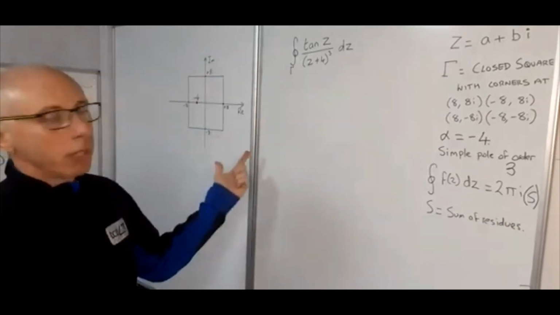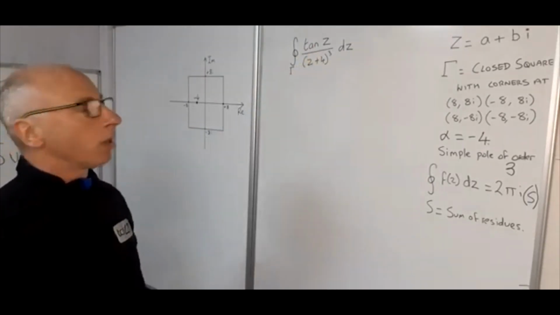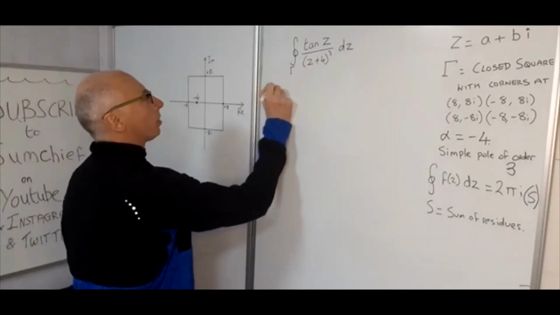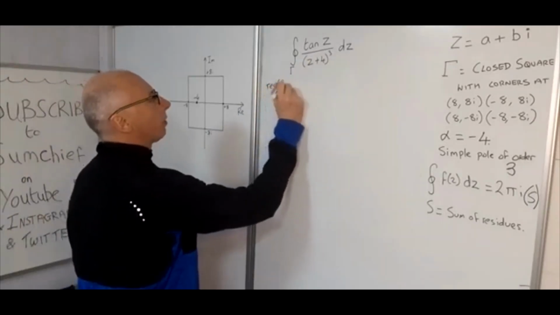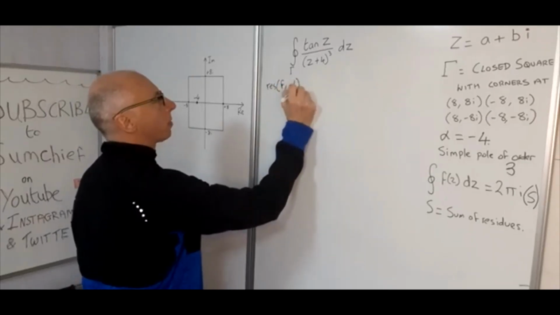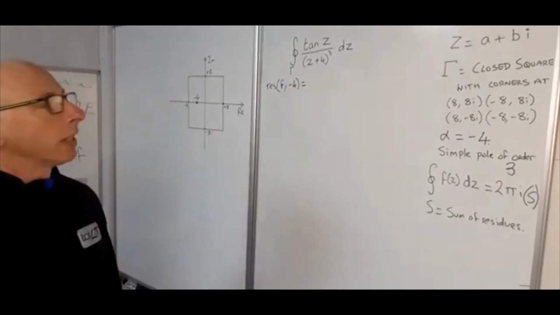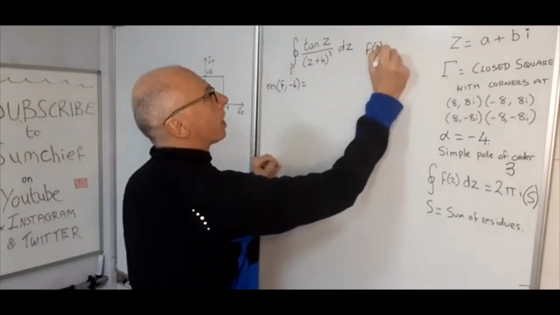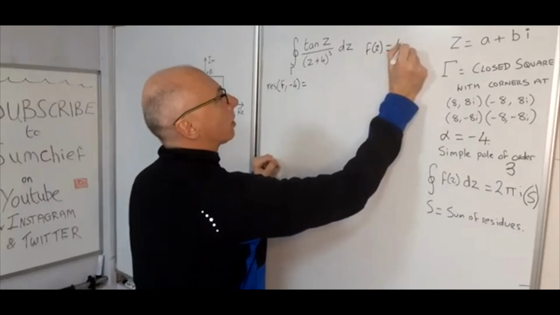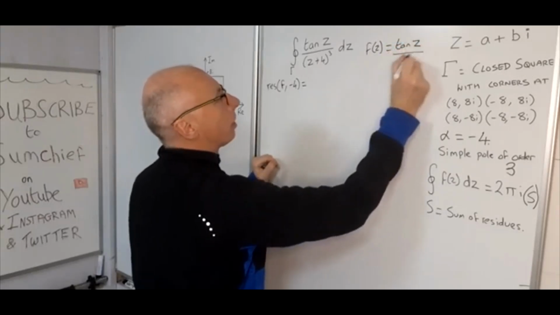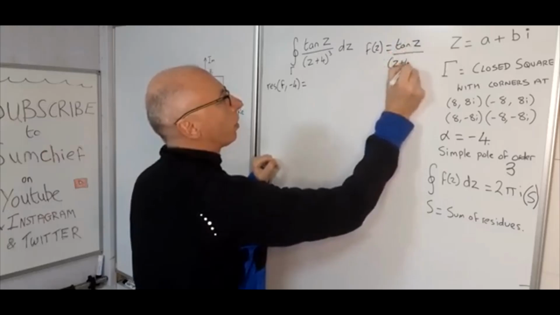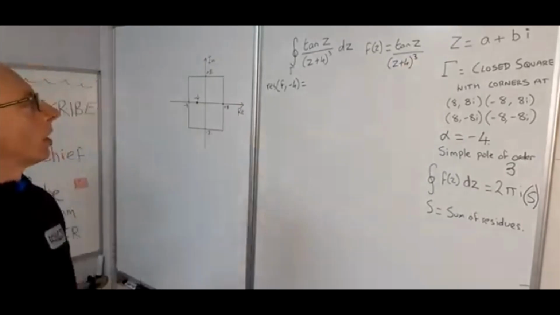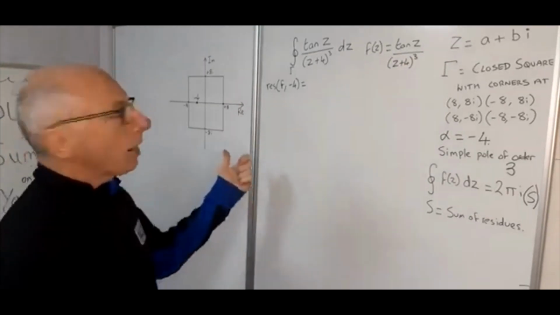Okay, so now all we need to do is find the residues and the value of those residues at our point minus 4. So the residue of our function f at minus 4, that's what we need to find. So I'm going to define our function f: f of z equals tangent z over (z plus 4) cubed. So that's our function.